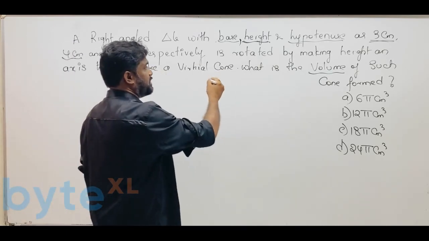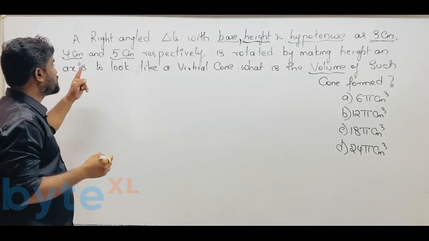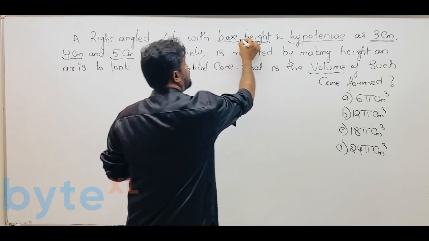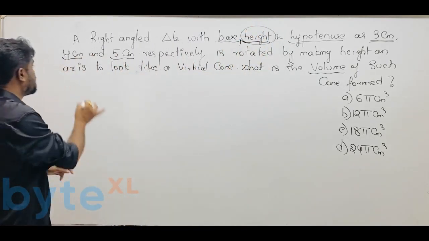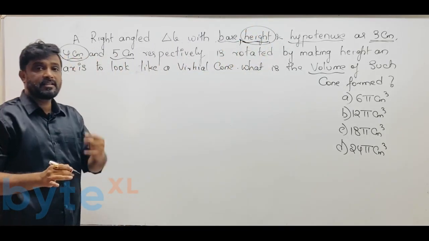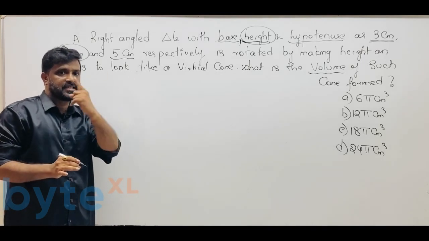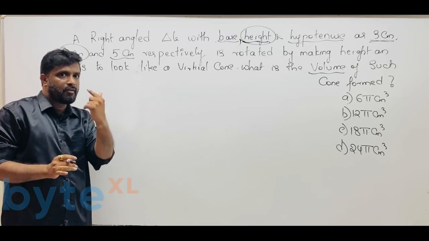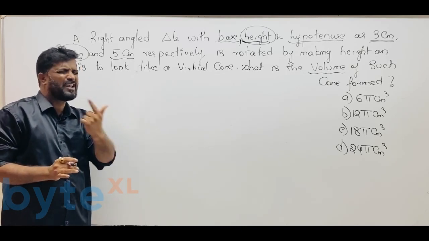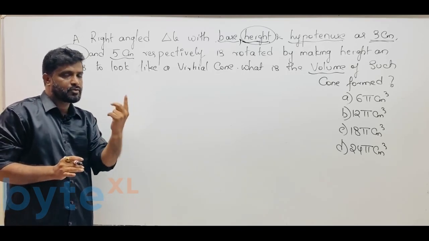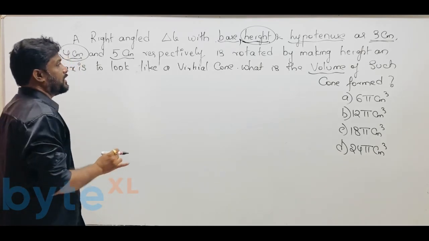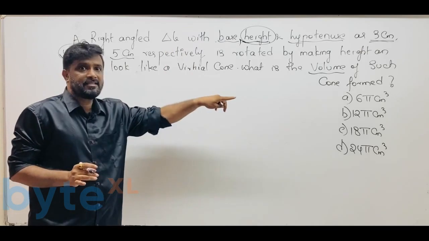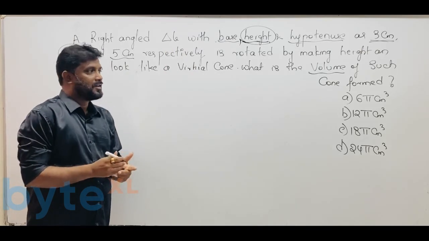They are rotated by making height an axis to look like a virtual cone. So which one are they taking as axis? This height, the 4 centimeter one. They are assuming it as an axis. Then they are rotating this triangle so that it will look like a virtual cone. When you rotate this triangle very fast, it looks like a cone. So height as an axis to look like a virtual cone. What is the volume of the virtual cone that is formed?